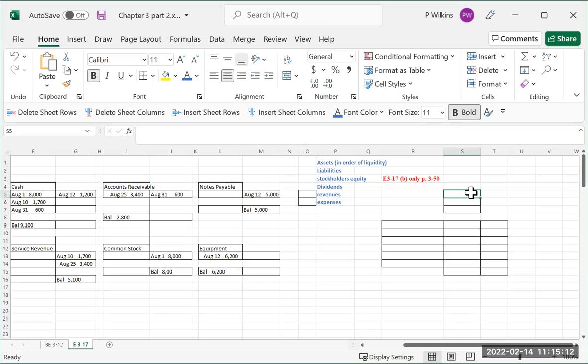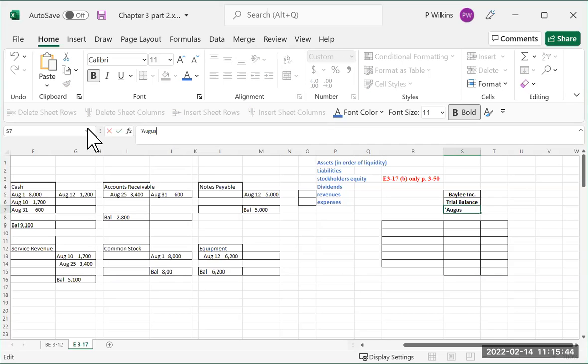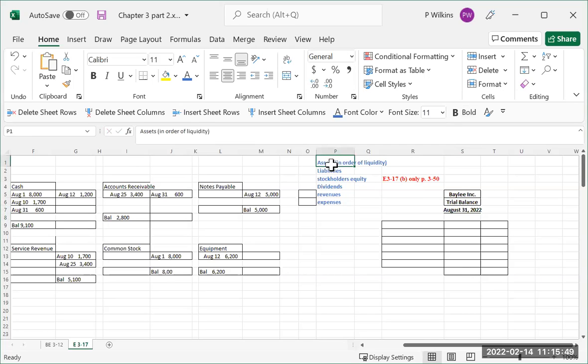On a trial balance, the top is the name of the company, and this is Bailey Incorporated. The next line is the name of this statement, the trial balance. The date is August 31, 2017 is when they said they want it done. I believe August 31, 2017 or 2022. Sorry, 2022. August 31, 2022.